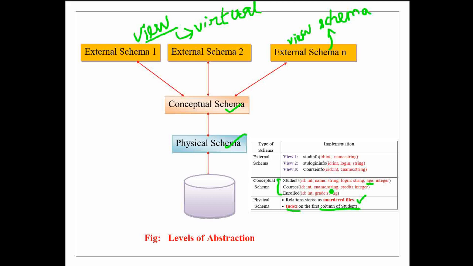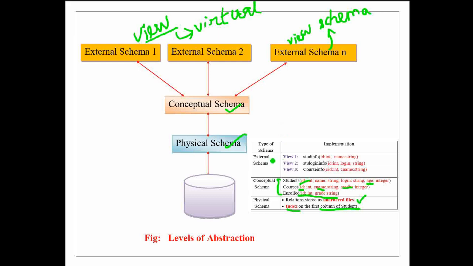And course table has three attributes ID, course name and credits. And the enrolled table has two attributes ID and grade. And here we can notice that this enrolled table relates the students and courses table by having a common attribute ID. Here this ID attribute is present in both the tables. Like this, conceptual schema describes the entities, attributes and relationship between the entities.